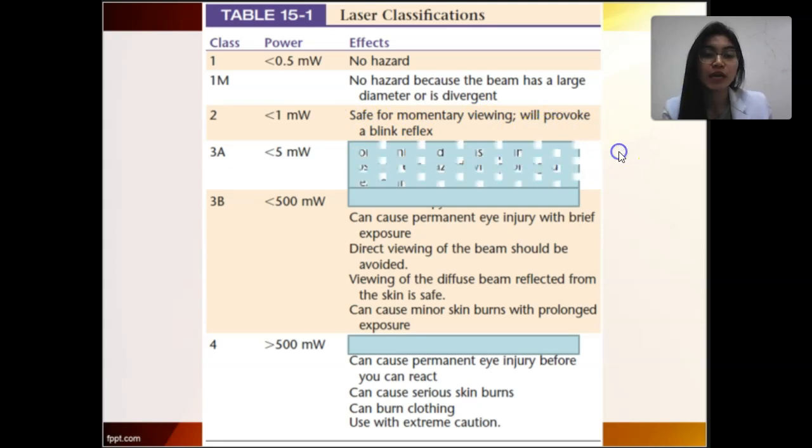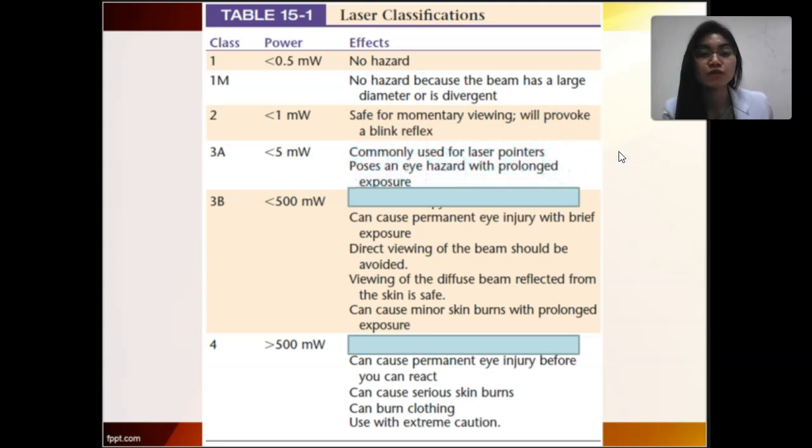And then for your 3A, this is commonly used for laser pointers, poses an eye hazard with prolonged exposure. Kaya yung mga naglalaro, di ba? Dati, nung mga bata pa kayo, nilalaro-laro nyo yung laser. Pinagsasabihan tayo that we shouldn't be pointing it too long on the eye of our playmates, kasi nga it does pose an eye hazard with prolonged exposure.